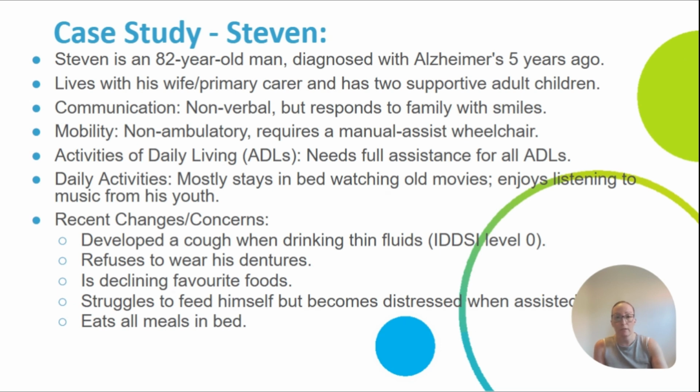He requires a manual assist wheelchair for all mobility, but he frequently forgets this and tries to walk independently, resulting in significant falls. He also needs full assistance with all activities of daily living, and he can be resistant to care. Critically, his wife has reported new mealtime challenges, coughing when drinking thin fluids, refusing to wear his dentures, and rejecting many foods he used to enjoy. He's also having difficulty feeding himself, but becomes distressed or agitated when his family tries to assist, and all his meals are now taking place in bed.